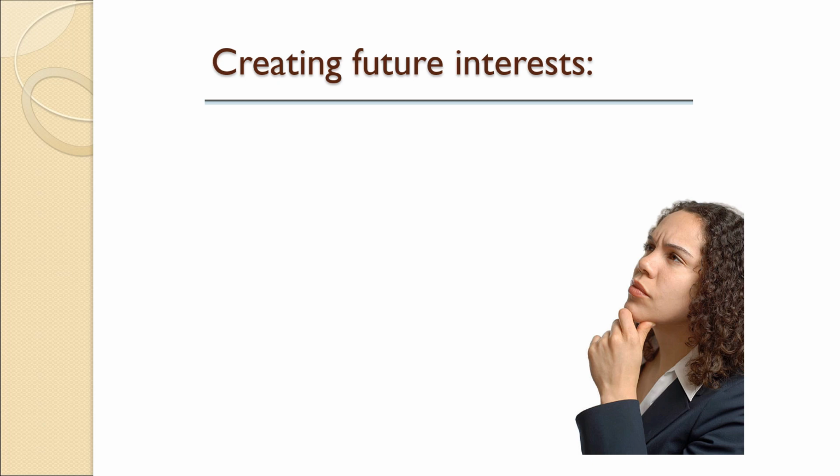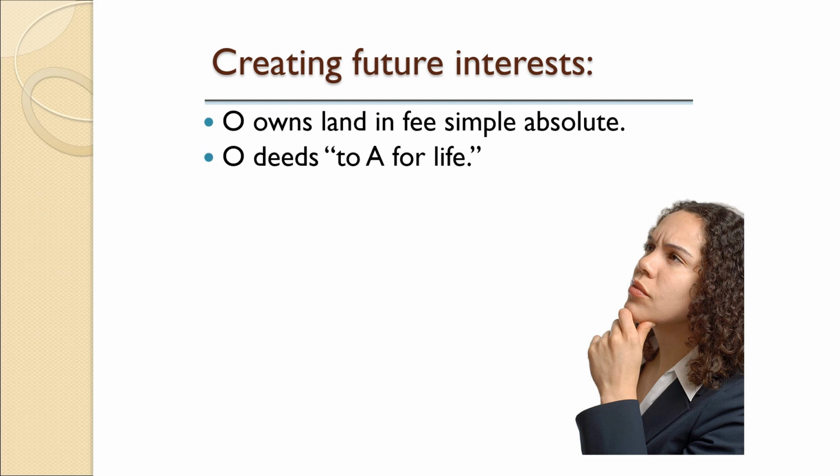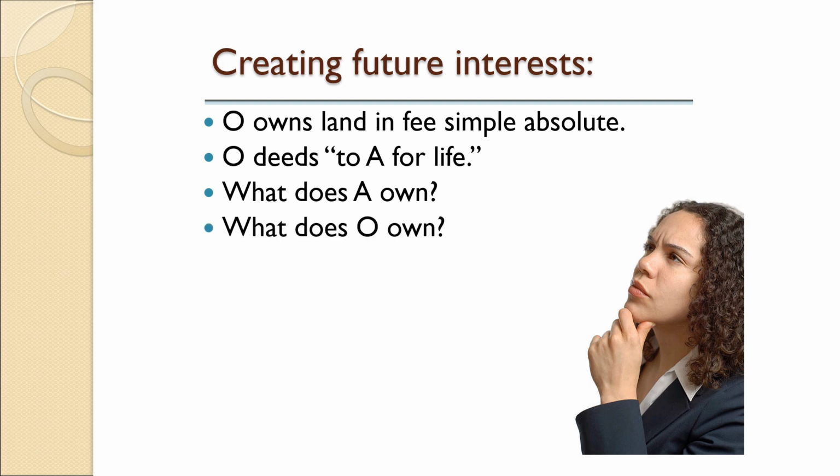Now let's talk a little about creating future interests. Suppose O owns the land in fee simple absolute. O deeds it to A for life. We already know what A owns. We looked at that example before, and we concluded that A has a life estate in the land.